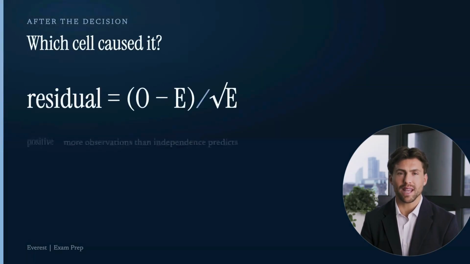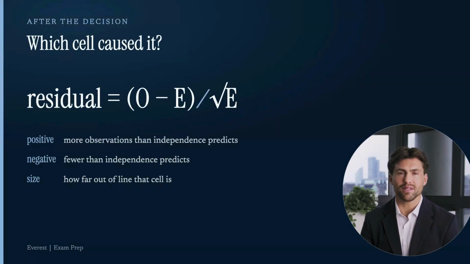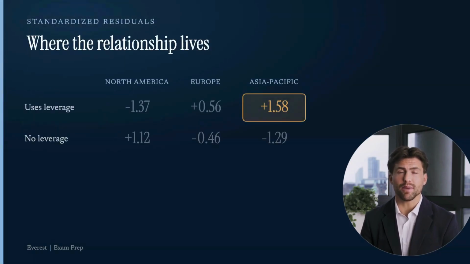One last piece, and it turns a test result into something an analyst can use. Rejecting the null tells you something is going on. It doesn't tell you what. For that, look at each cell's standardized residual, observed minus expected, divided by the square root of expected. Positive means more than expected. Negative means fewer. Here, leveraged Asia-Pacific funds come in at positive 1.58, and leveraged North American funds at negative 1.37.